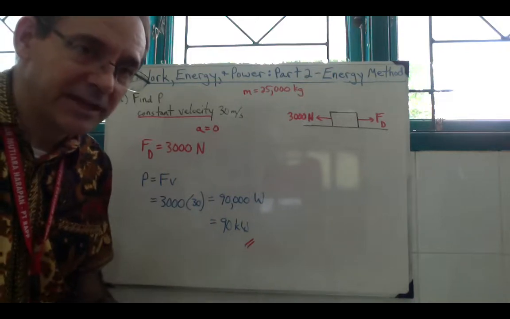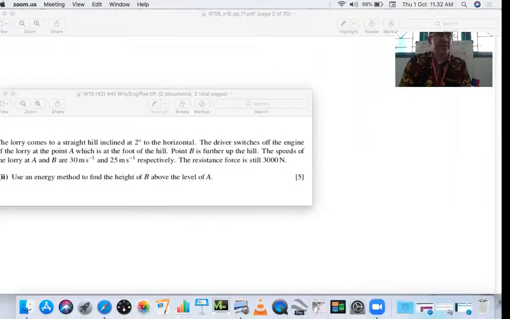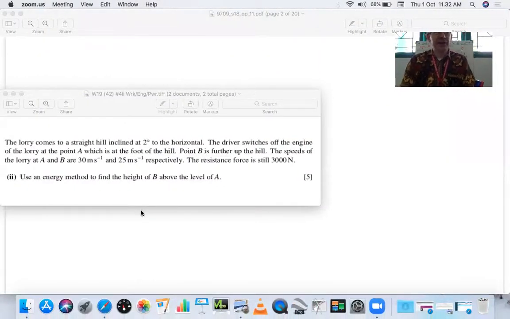Now let's look at the second part of the question. The lorry comes to a straight hill inclined at 2 degrees to the horizontal. The driver switches off the engine of the lorry at the point A, which is at the foot of the hill. Point B is further up the hill. The speeds of the lorry at A and B are 30 meters per second and 25 meters per second respectively. The resistance force is still 3,000 newtons. Use an energy method to find the height of B above the level of A.